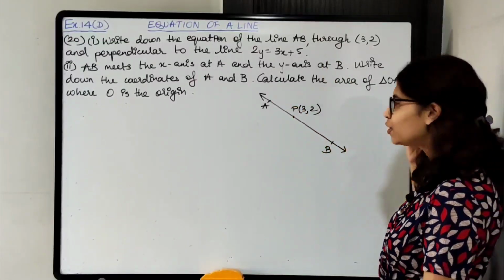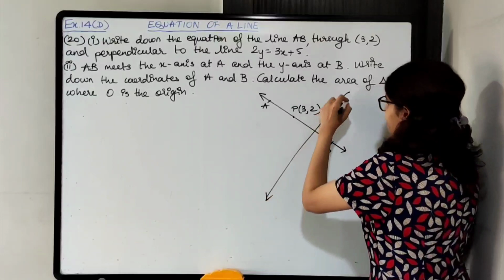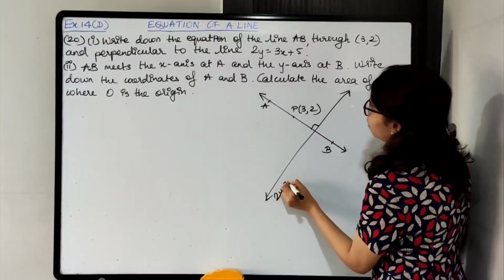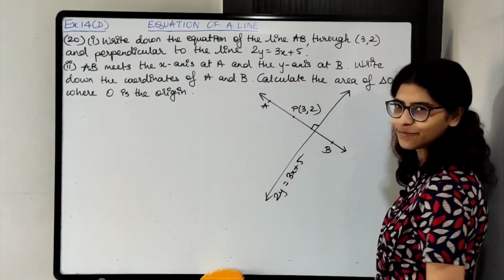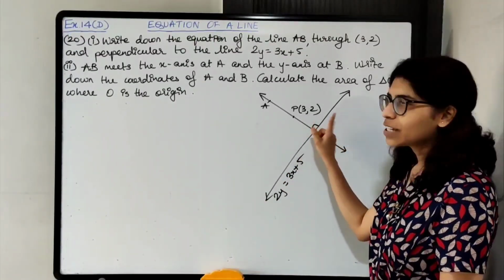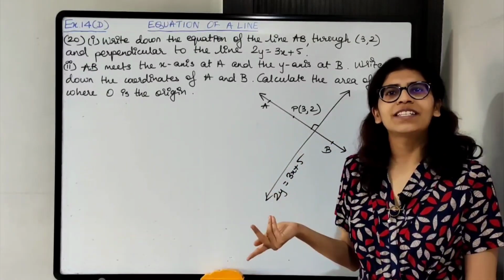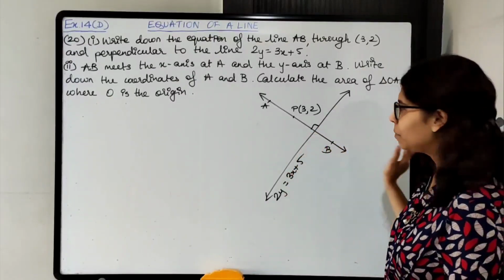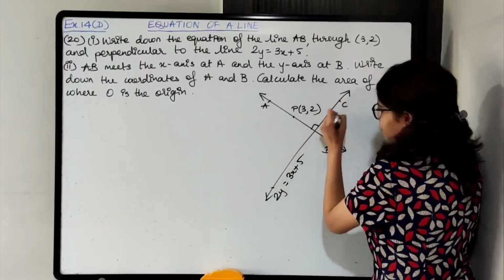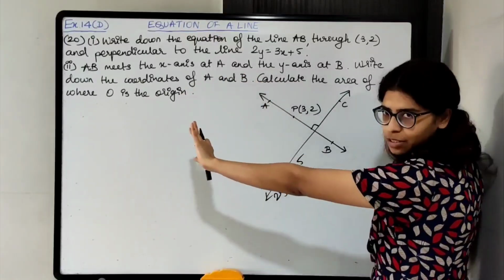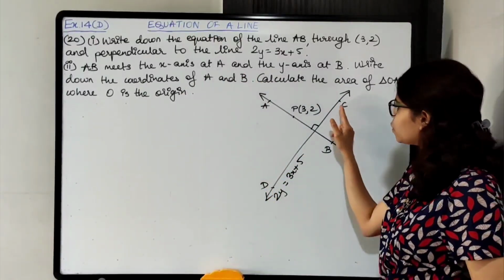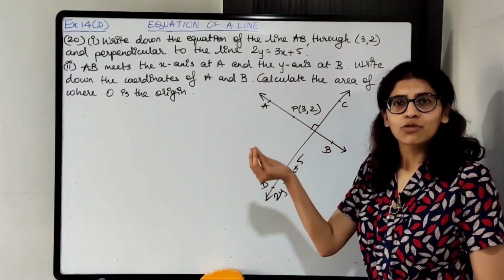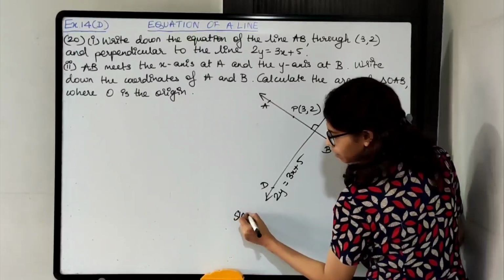This line is perpendicular to some other line whose equation is 2y equals 3x plus 5. Since the two lines are perpendicular, I can say the product of the slopes is equal to -1. So let's say this line is CD. I'm naming it as CD. So CD and AB are perpendicular, so I can say slope of AB into slope of CD is equal to -1.